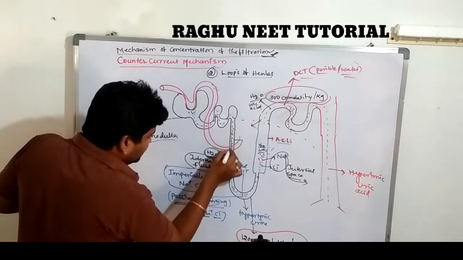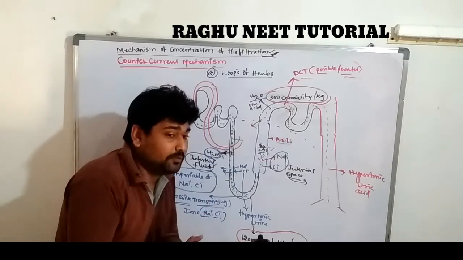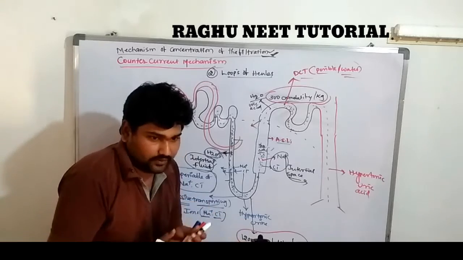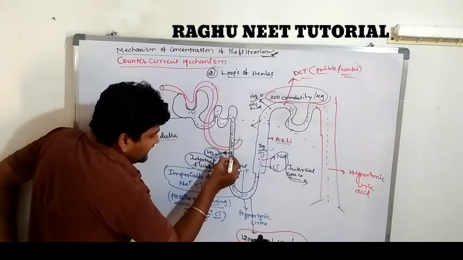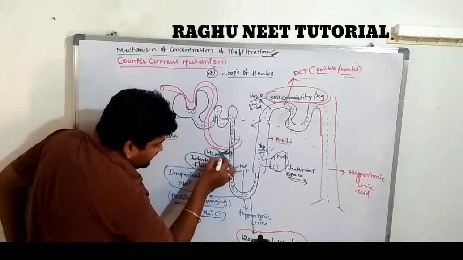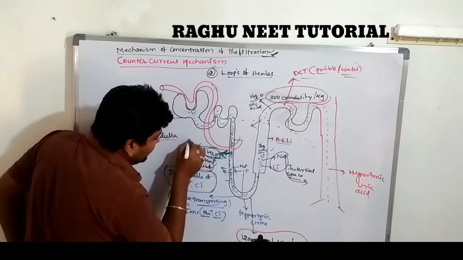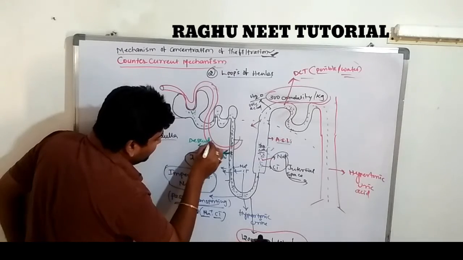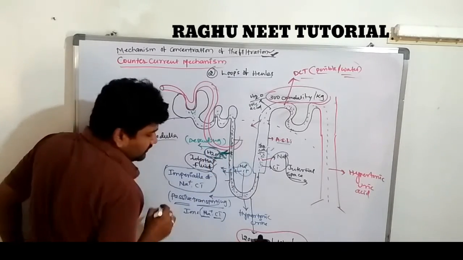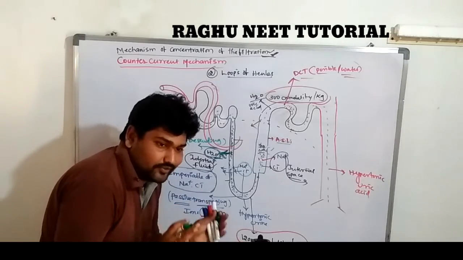After the filtration, the primary urine comes into the convoluted tubule. The primary urine contains a large amount of water, ions, and vitamins. So when it enters the descending limb, there is only reabsorption of water. That is, the descending limb is permeable to water. It is non-permeable to sodium and chloride.